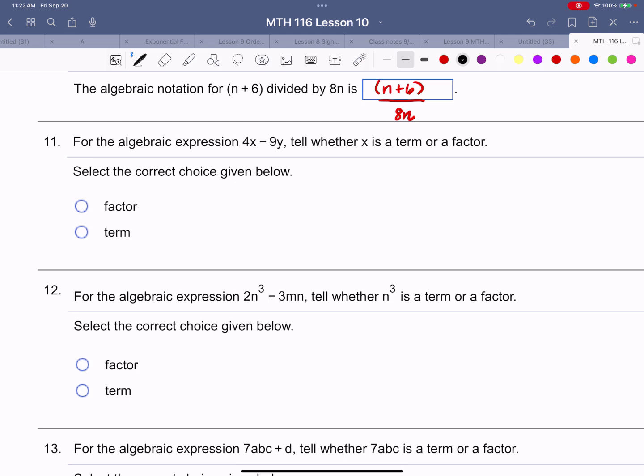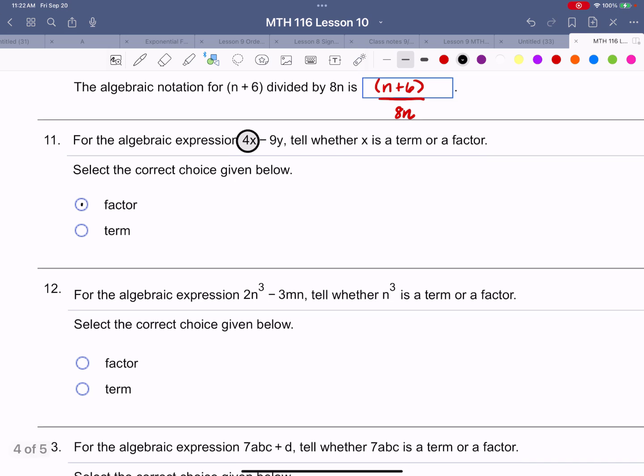For the algebraic expression 4x minus 9y, tell whether x is a term or a factor. So you look at this and you say, is it the whole thing or is it part? It's just part of a multiplication, therefore it is a factor. Now 4x is a term. x is one of the factors. The other factor is 4. Because those are the things that are being multiplied.